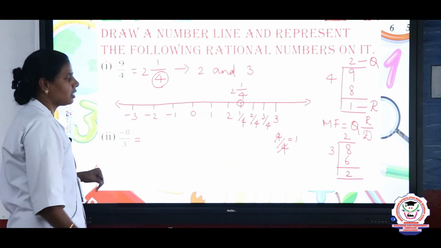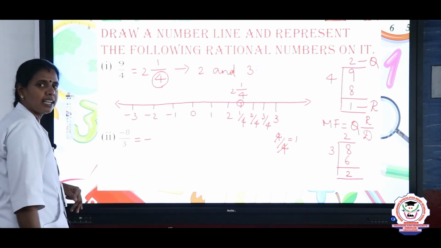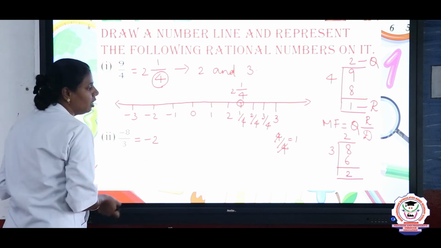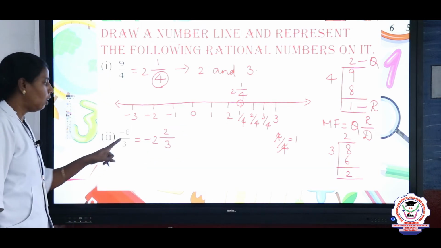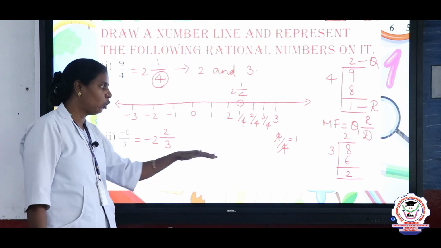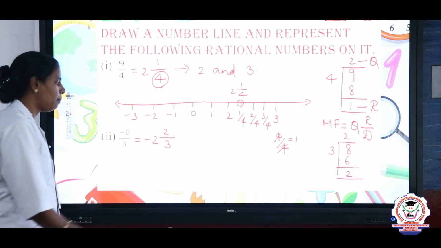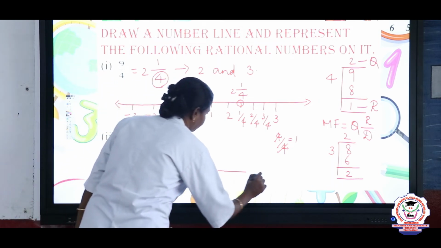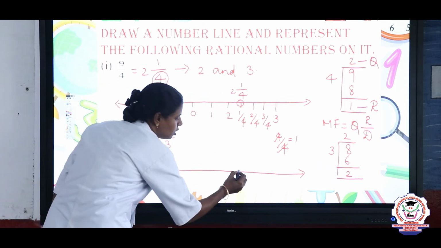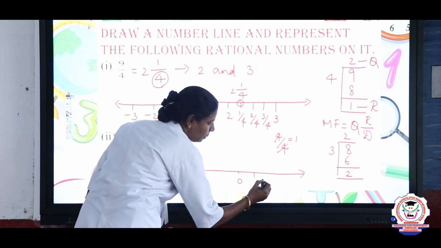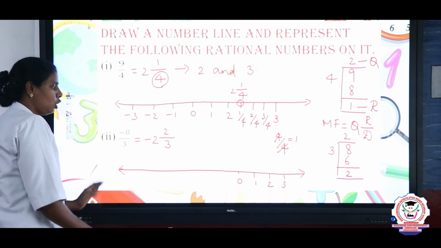And how to write the mixed fraction now? First the quotient. The number is negative here, so put a minus sign and then the quotient is 2. The remainder is 2 by the divisor 3. Now we want to mark minus 2, 2 by 3 on the number line. So this is on the left side of 0 on the number line. Draw a line. So we are going to mark a negative number. First take 0, and the right side of 0 is positive, like 1, 2, 3 and so on. And the left side of 0 is negative.